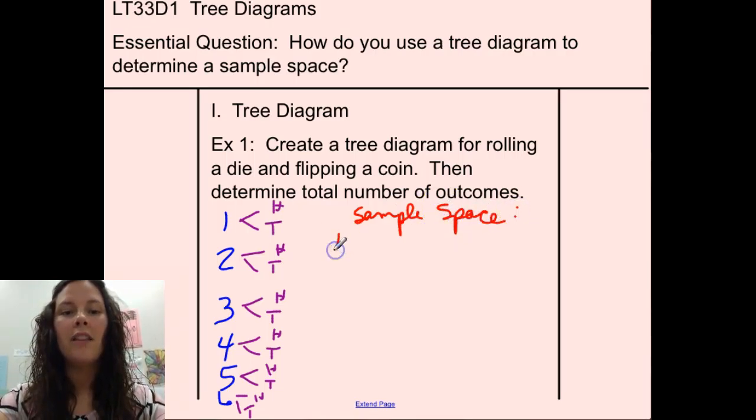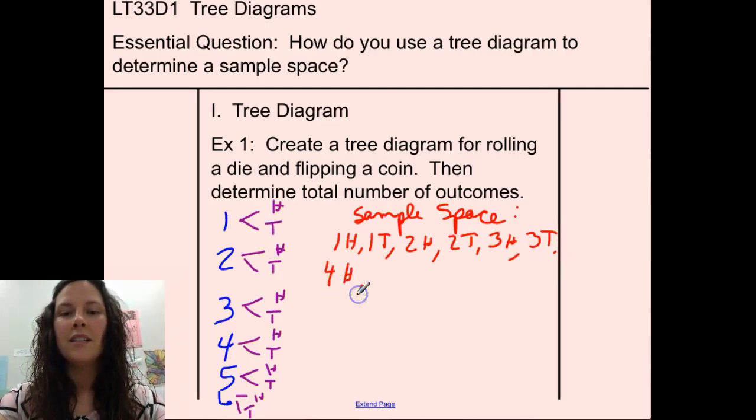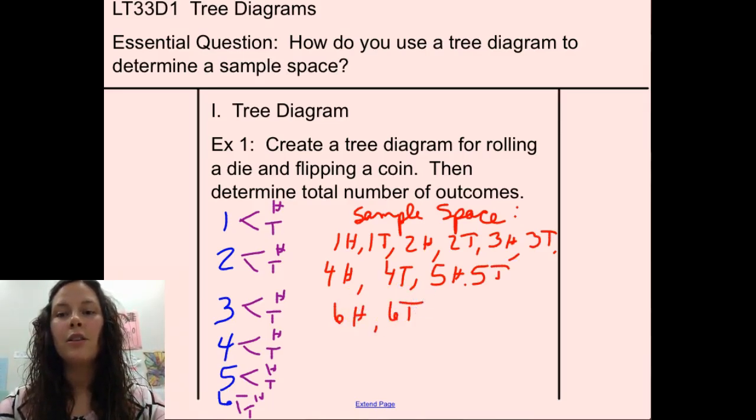So we could roll a 1 and then flip heads. We could roll a 1 and then flip tails, and so on. We could roll a 2, flip heads, 2, flip tails, 3 heads, 3 tails, 4 heads, 4 tails, 5 heads, 5 tails, or 6 heads, 6 tails. So either looking at the tree diagram or looking at our sample space, we can determine the total number of outcomes is 12.